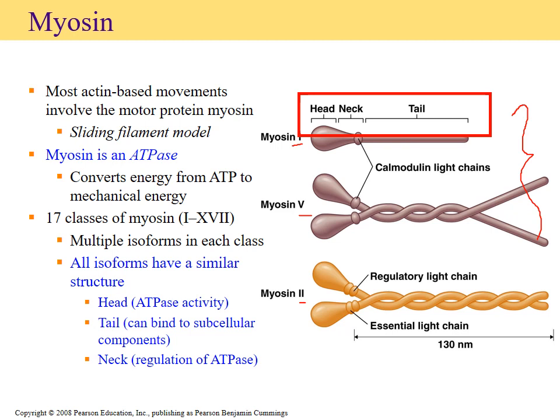Now, regardless of which isoform you're looking at, you're going to notice that from a structural aspect, they have three distinctive regions. They have a head section that is going to be utilized for ATPase activity so that we can convert energy from the ATP molecule into mechanical energy, which we can utilize for our movement options. You're going to have the neck, which will allow for the movement of the head. And then you will also have your tail section. Your tail can be used for many different things, including binding to the subcellular components.